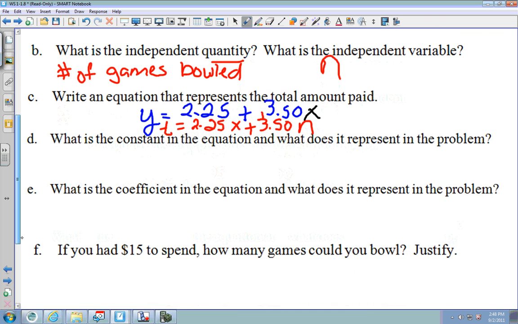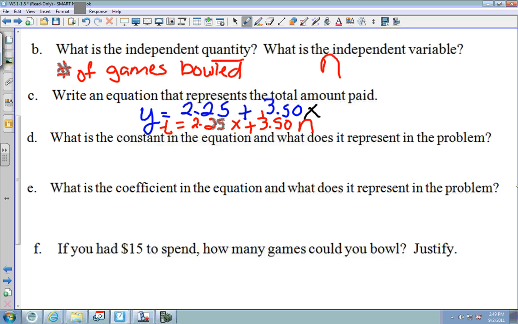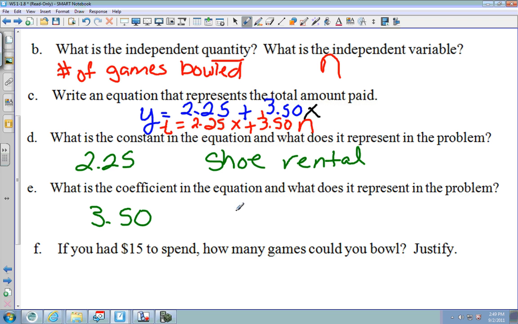Now it says, what is the constant? And what does it represent? I said the constant was 2.25. That's the one-time charge. This is the shoe rental. You only have to pay for the shoes once. The coefficient? Coefficient is what you pay for each game. This is the amount charged, or you could say cost, per game.